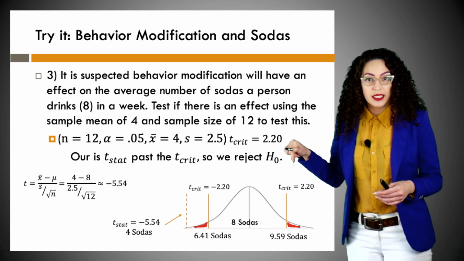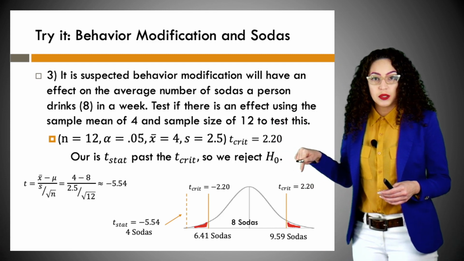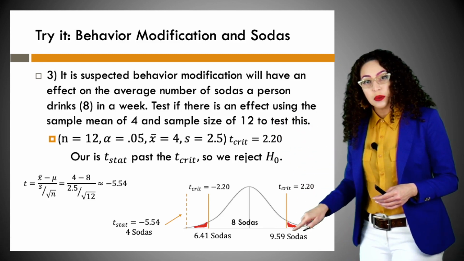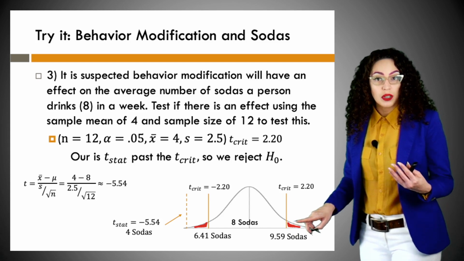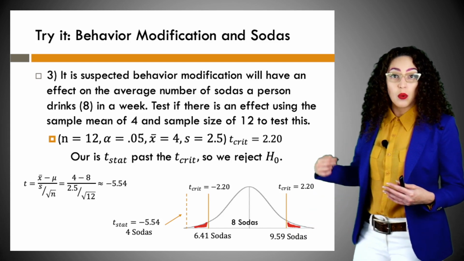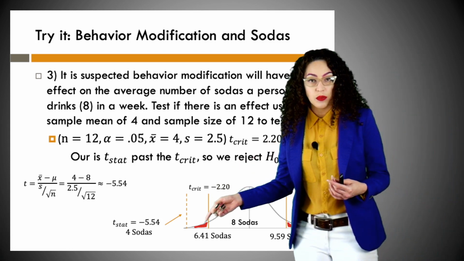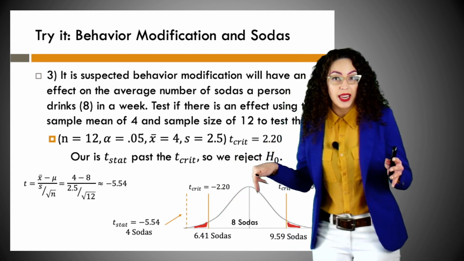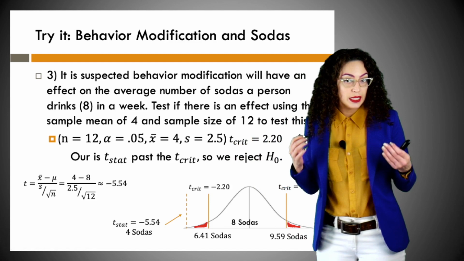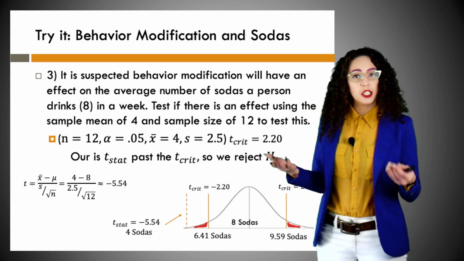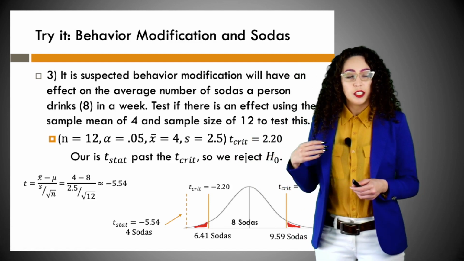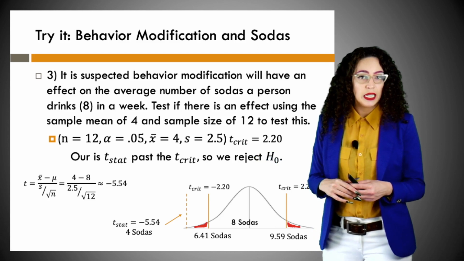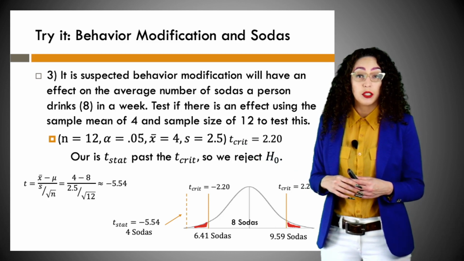Again, I translated these standardized numbers, this 2.2, I translated that into sodas. And if you drank more than 9.59 sodas or less than 6.41 sodas, that would be enough of a change from 8 to conclude that this is statistically significant. And we would reject the null hypothesis, reject the premise that behavior modification does nothing to the number of sodas you drink.